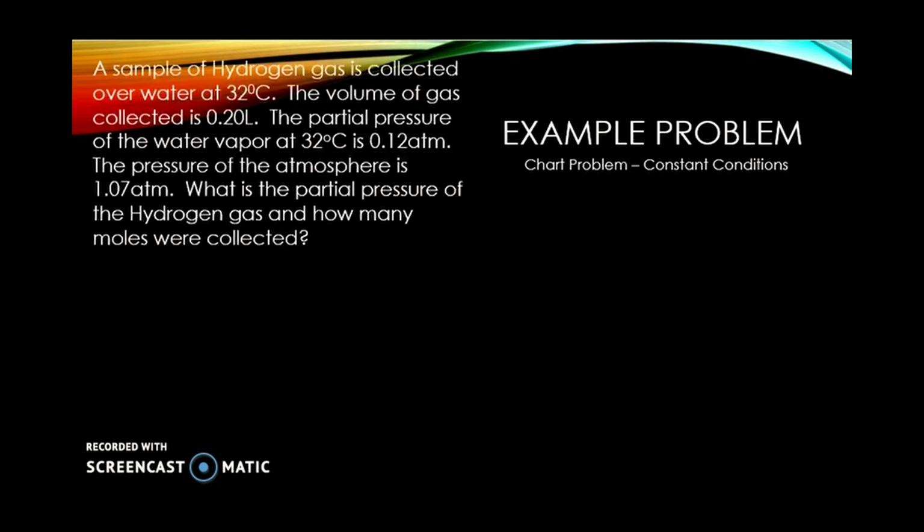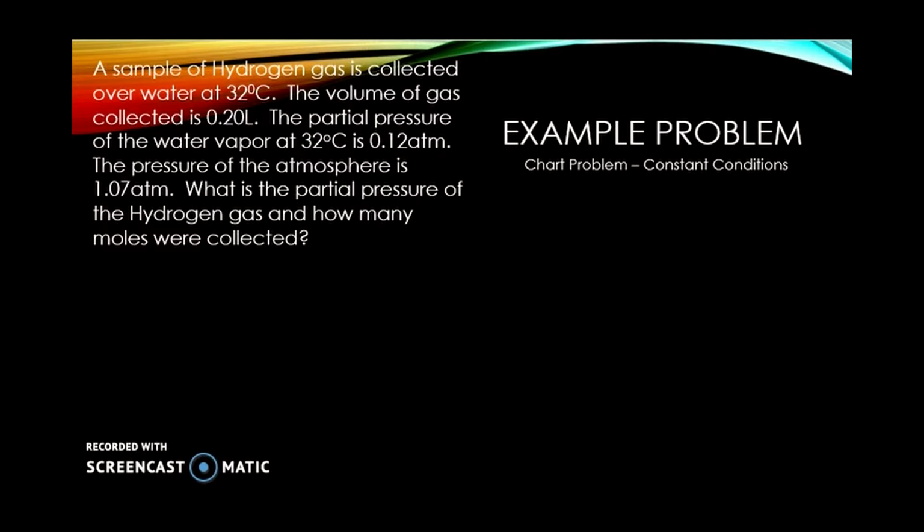So a sample of hydrogen gas is collected over water at 32 degrees Celsius. The volume of the gas collected is 0.20 liters. The partial pressure of the water vapor at 32 degrees Celsius is 0.12 atm. The pressure of the atmosphere is 1.07 atm. What is the partial pressure of the hydrogen gas and how many moles were collected?